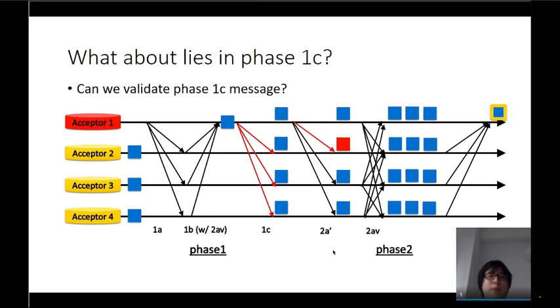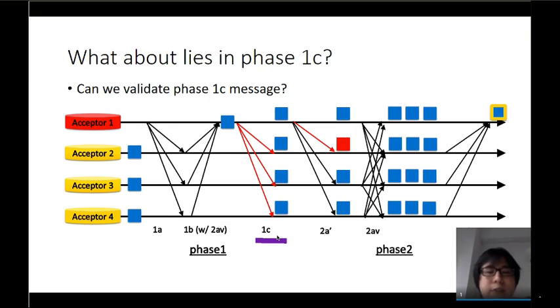Great. So now let's deal with the only problem left. How can we tolerate lies in phase 1C? Because it seems so far that what we can do earlier totally depends on there being no lies in phase 1C. So how can we do that?